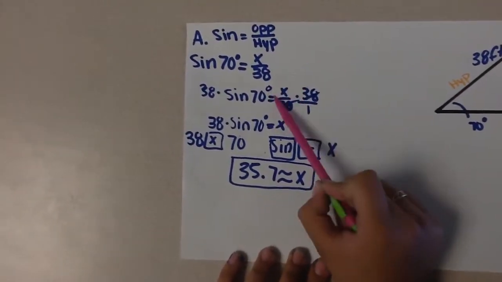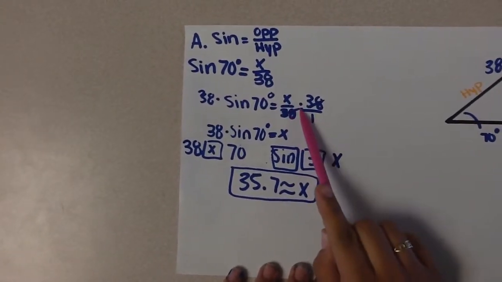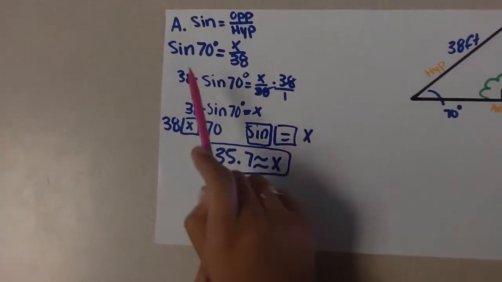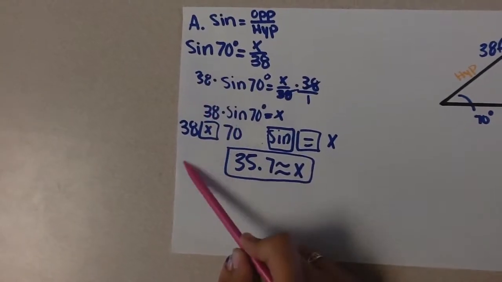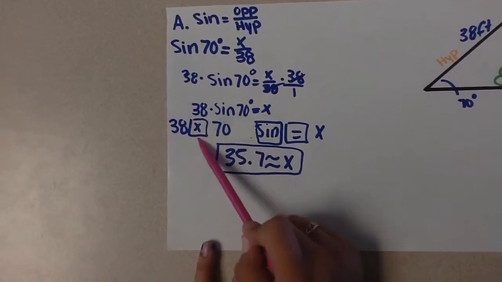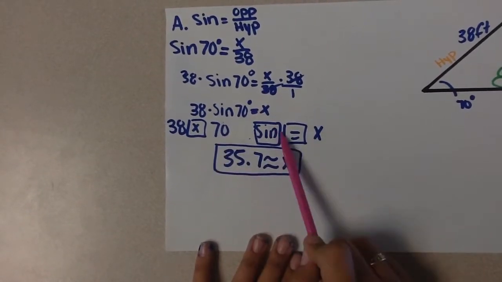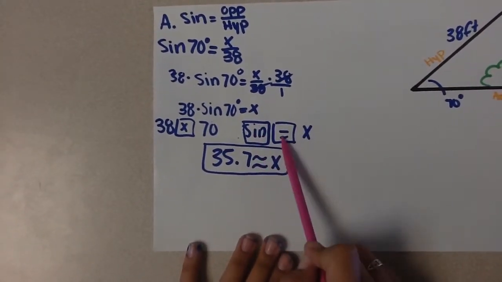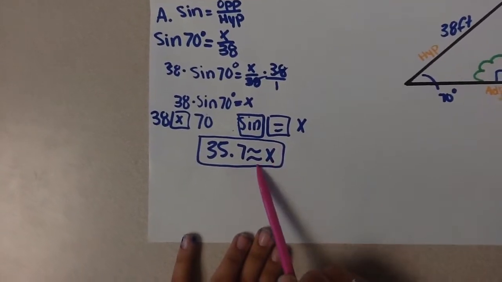So we're trying to solve for x. We want to get x by itself, so we multiply by 38 on both sides. In your calculator, you will basically put in 38 times sine of 70, and don't forget the equal sign. So x would equal about 35.7.